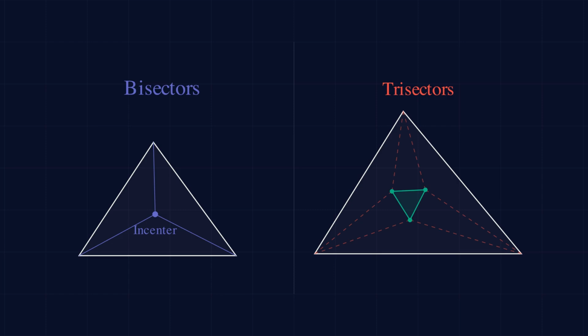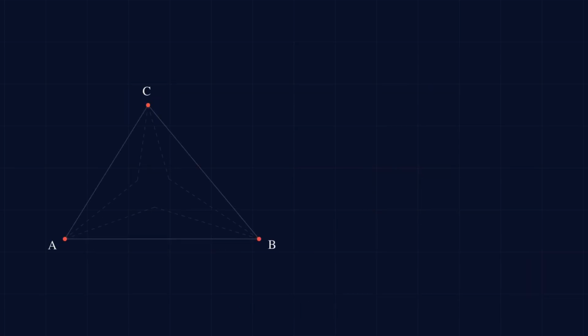Your first instinct might be to use coordinates or brute force, but there's a much more elegant approach, the sine rule. Here's the game plan. We want the side lengths of the inner triangle DEF, and we'll show they're all equal. Start with the subtriangle ABF, where F is where the trisectors nearest side AB meet.